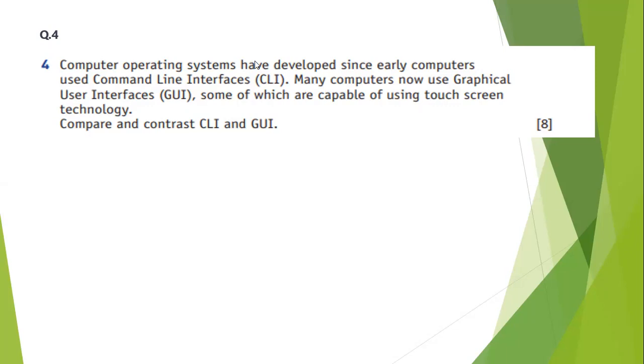Basically, today we are discussing exam-based questions of chapter 1, and 3 questions we have discussed. This is the 4th question. If you can, write the answer on a piece of paper. Can you write about this one? Yeah, I'll write it right now. Try to write 4 comparisons to compare and contrast CLI and GUI. At least 4 comparisons you can write. You have 3 or 4 minutes. So okay, 5 minutes.